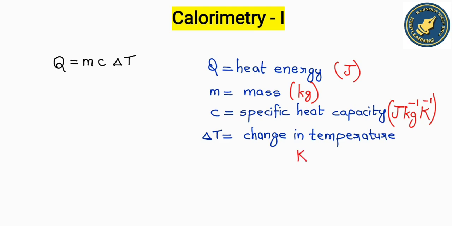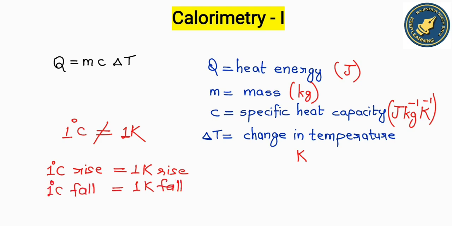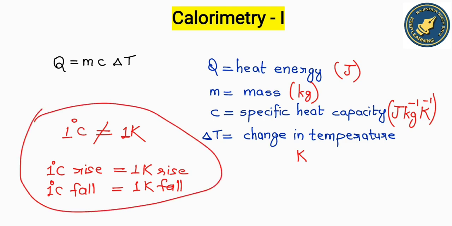I am writing SI units, but if you see in the sums, they can also give you degrees Celsius. Why? Remember, 1 degree Celsius is not equal to 1 Kelvin, but 1 degree Celsius rise in temperature is equal to 1 Kelvin rise, or 1 degree Celsius fall in temperature is equal to 1 Kelvin fall. So remember this. That is why sometimes in the sums you can see degree Celsius instead of Kelvin. So it is change in temperature. It is not temperature.